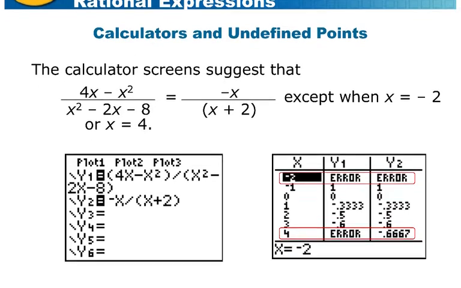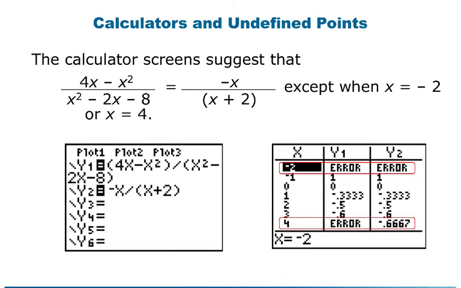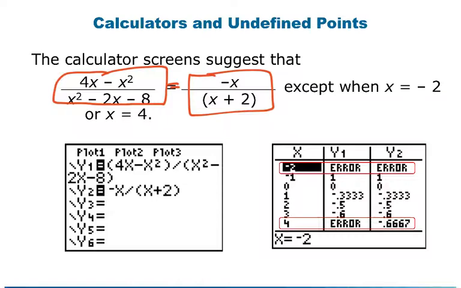Then the interesting part here is taking a look at what your calculator allows you to do. So the calculator screen suggests for this problem here that if we took 4x minus x squared over x squared minus 2x minus 8 and reduced it, turns out this is its reduction or its simplification.